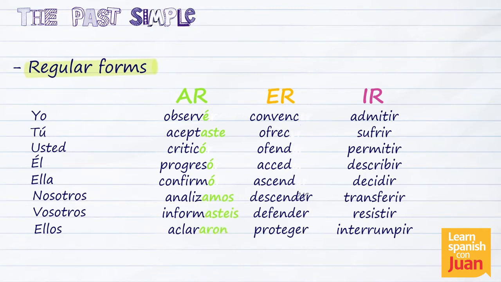Now the verbs ending in er. Convencí, ofreciste, ofendió, accedió, ascendió, descendimos, defendisteis, protegieron. And now the verbs in ir. Admití, sufriste, permitió, describió, decidió, transferimos, resististeis, interrumpieron.